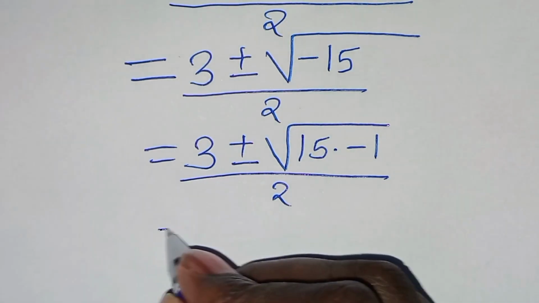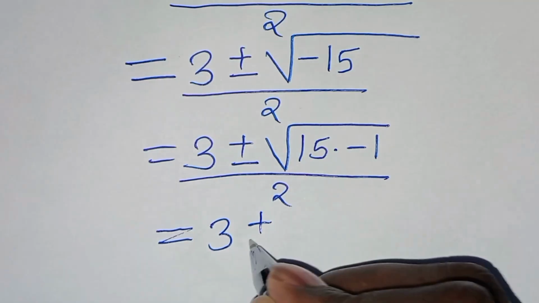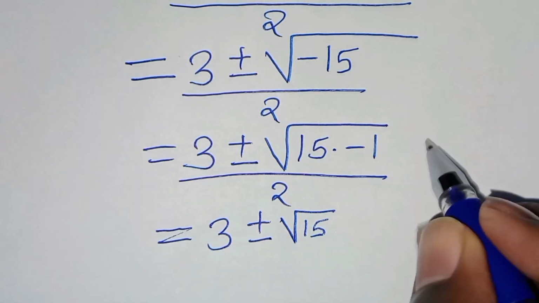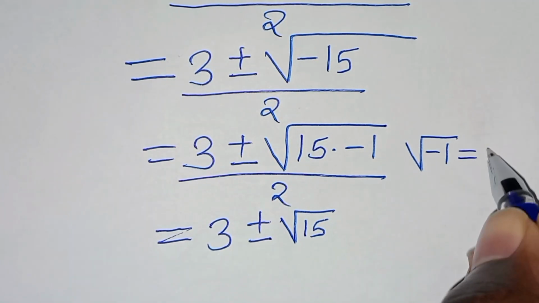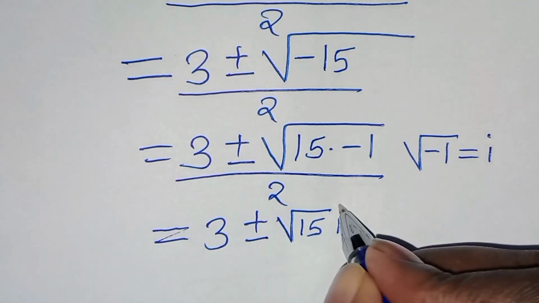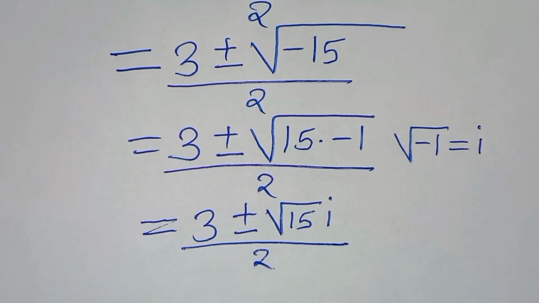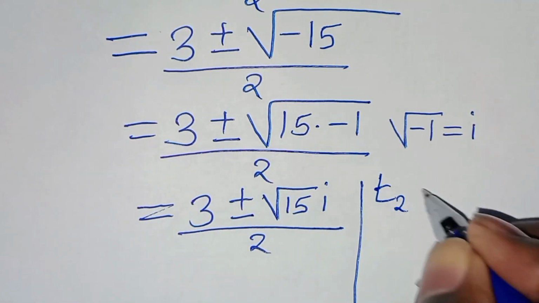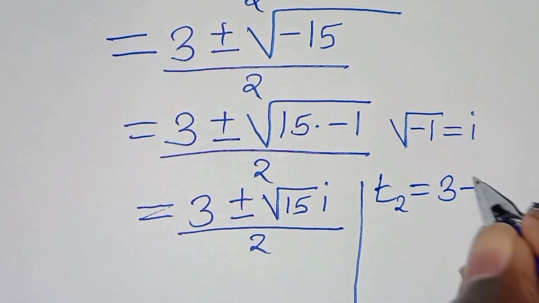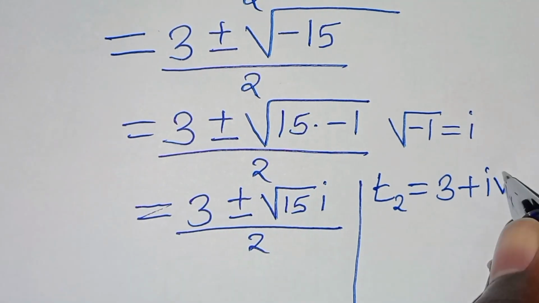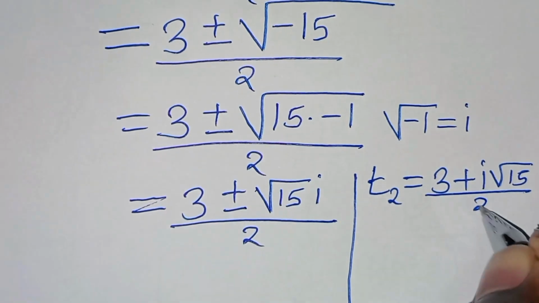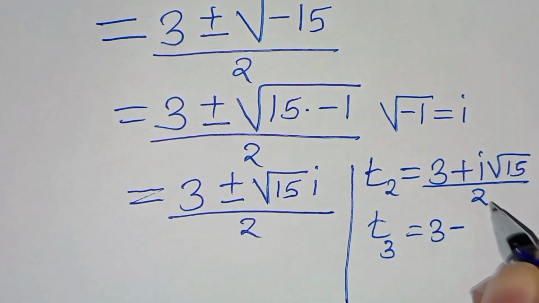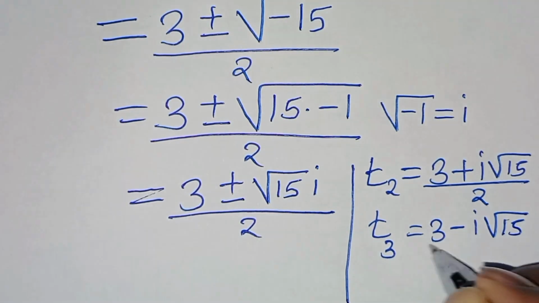So here we have 3 plus or minus the square root of 15, and the square root of minus 1 is the same thing as i. So we have the square root of 15 i divided by 2. So this implies that t2 is equal to 3 plus i square root of 15 divided by 2, and that we have t3 equal to 3 minus i square root of 15 divided by 2.